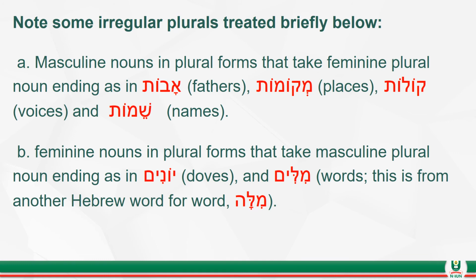And then we have kolot. Instead of kolim, it is kolot. There is kolot and there is no kolim in the Hebrew language. Note it and use it accordingly. And then we have shemot. And there are feminine nouns that equally present themselves as masculine plural nouns. This includes yonim. Instead of yonot, it is yonim. And we have milim. Please note these words and use them accordingly.